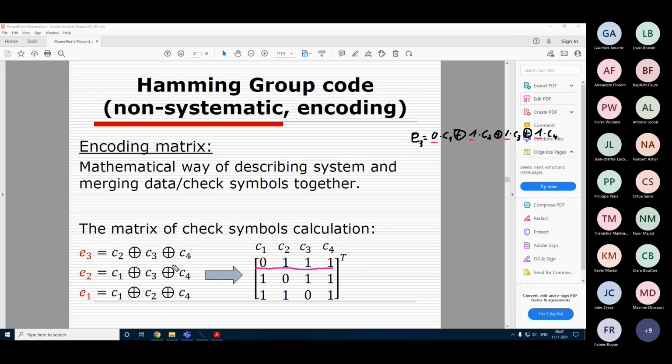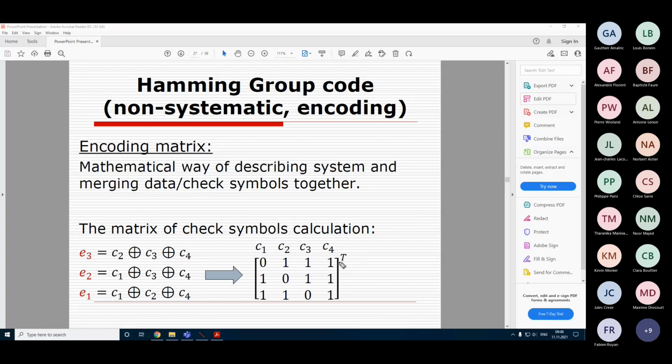Otherwise, you have to consider that, for example, here we don't have C1, and therefore C1 is accordingly 0 in this equation. In the next equation, we have C1, but we don't have C2, and accordingly C2 is 0. And in this equation, C3 is 0. So basically, we mark with zeros the missing components of this equation from all information symbols, and with ones those which are present in each equation.